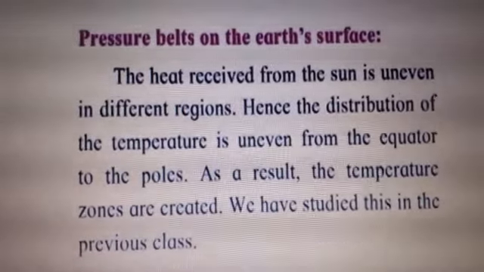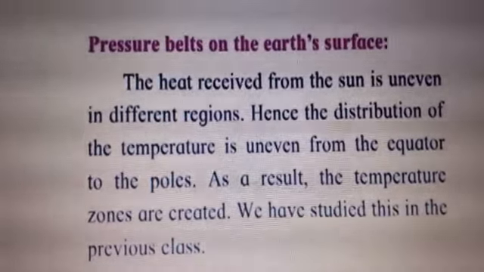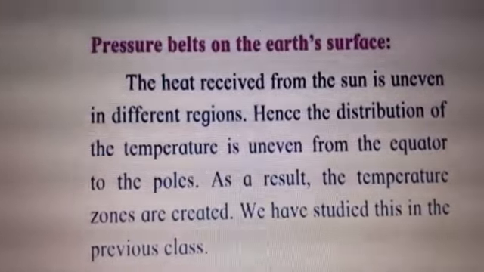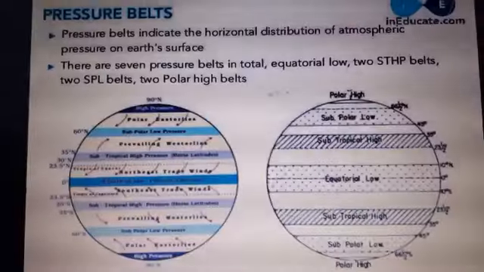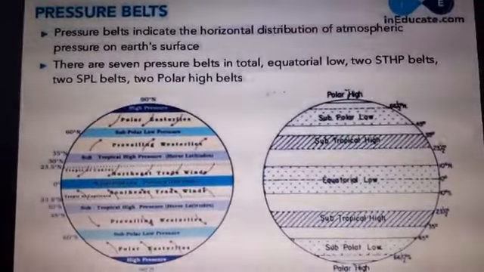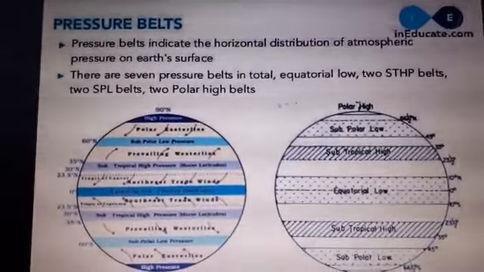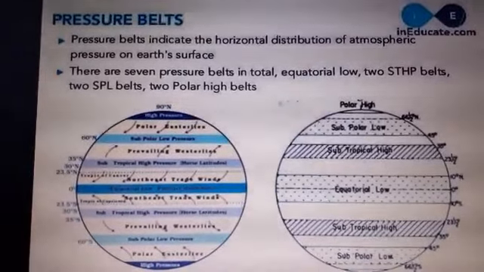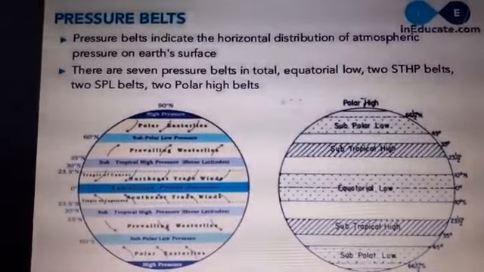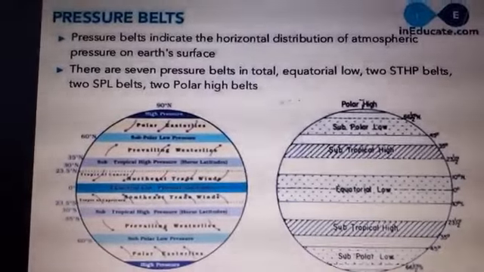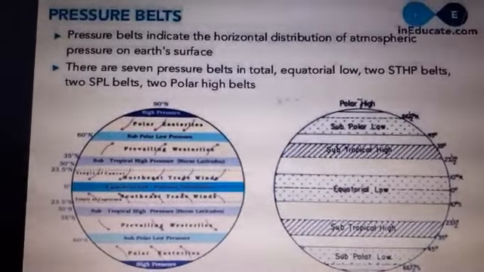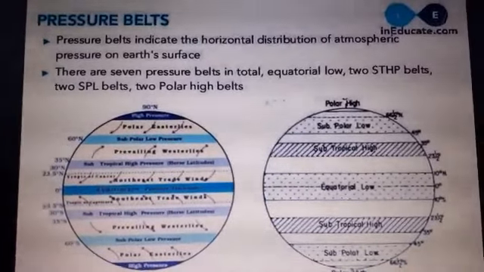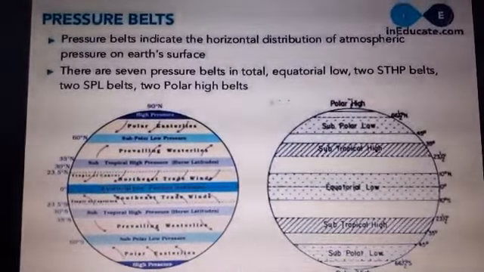Temperature zones and pressure belts both are different. They are not the same. So I'll show you the diagram of the pressure belts first. Let us see what it is. Pressure belts indicate the horizontal distribution of atmospheric pressure on the Earth's surface. It is horizontal in nature, not vertical. The wind always blows in the horizontal direction, so that is why it is horizontal.